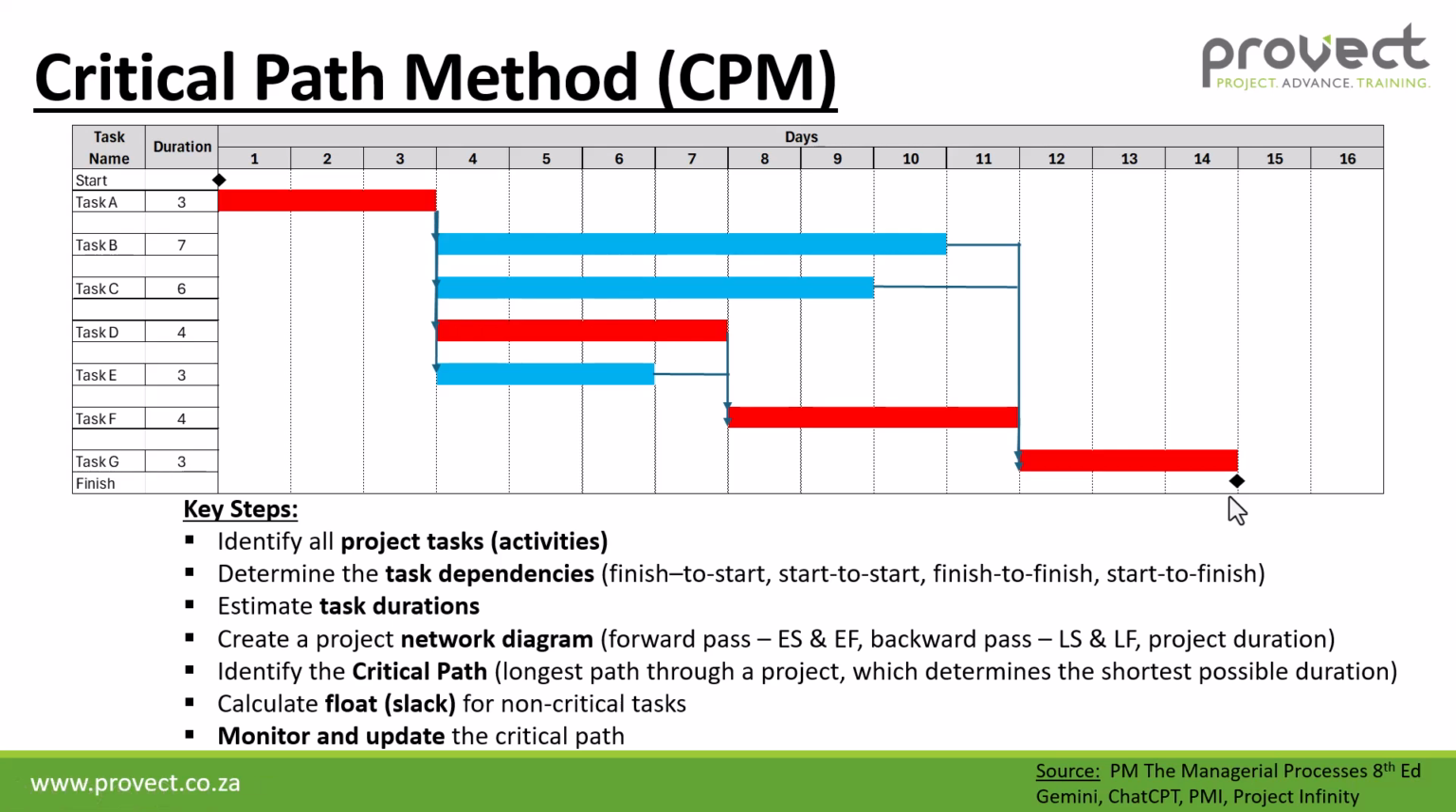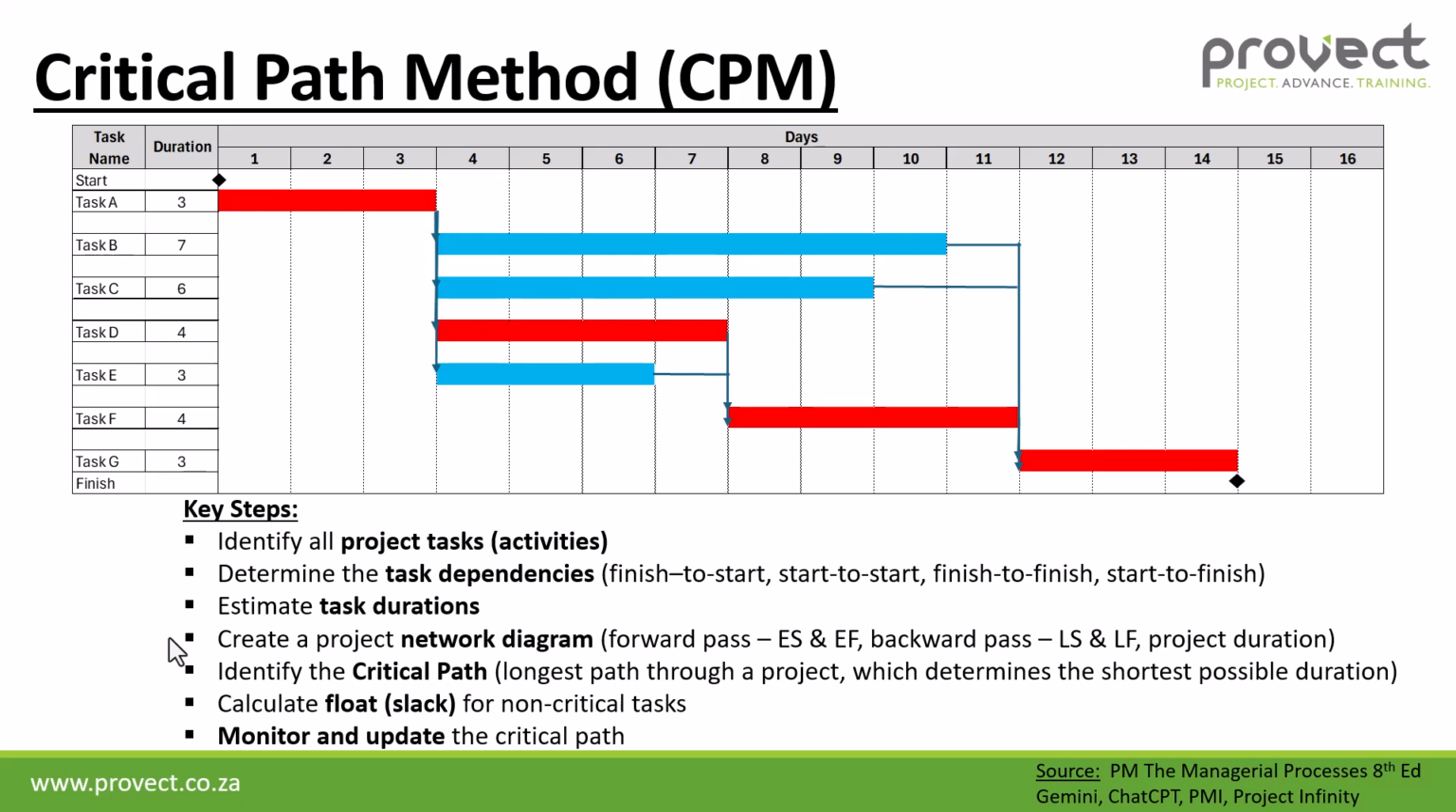Now, we also need to estimate our task durations. As you can see, task A has got 1 to 3 days. The duration is 3 days. Task B is 7, C is 6, D is 4, E is 3, F is 4, and G is 3 days. Then we create our project network diagram.